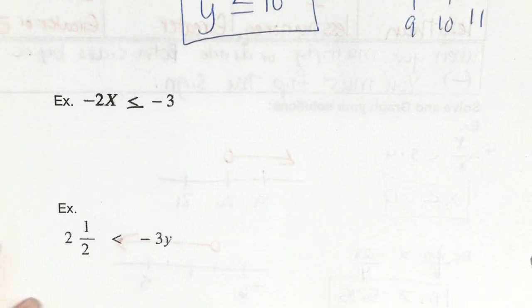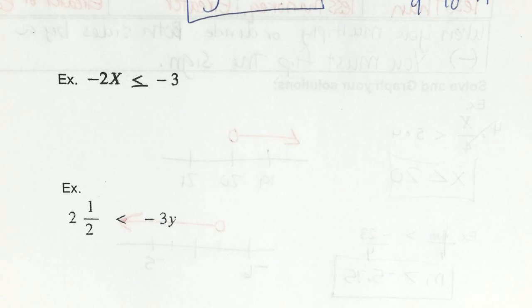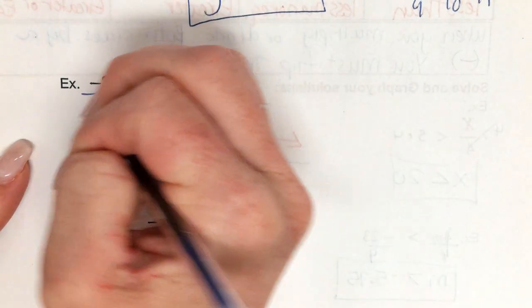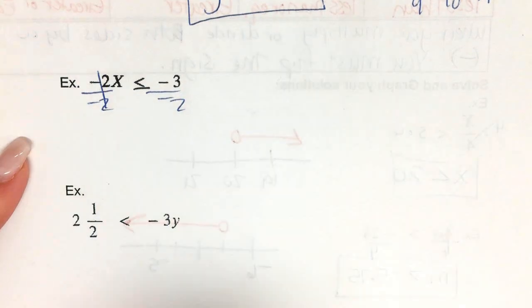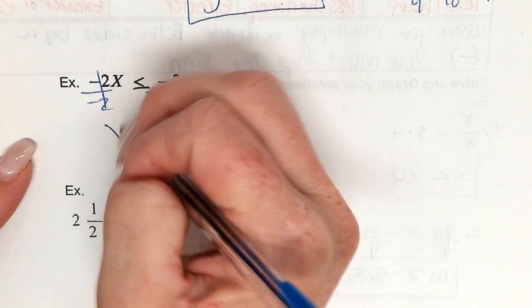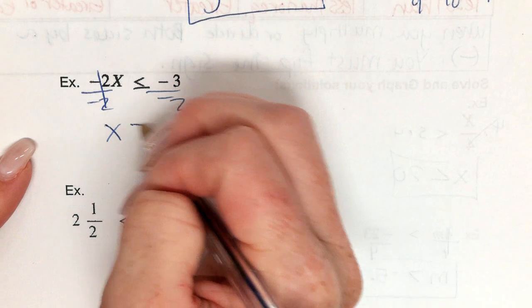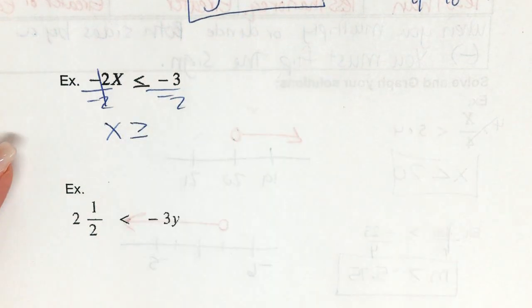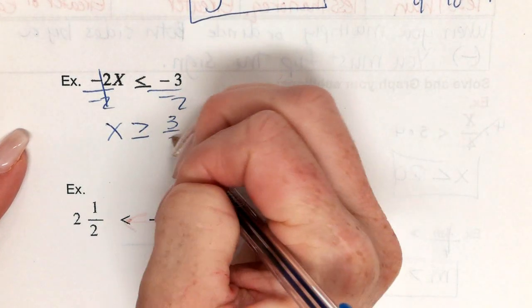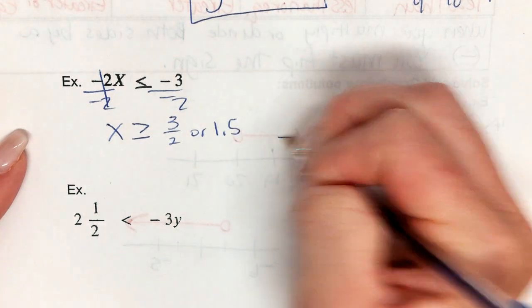Okay, the next one, is the coefficient negative? So is the sign going to reverse? Yes, because I'm going to divide by negative 2 on both sides. So x is greater than or equal to 3/2 or 1.5.